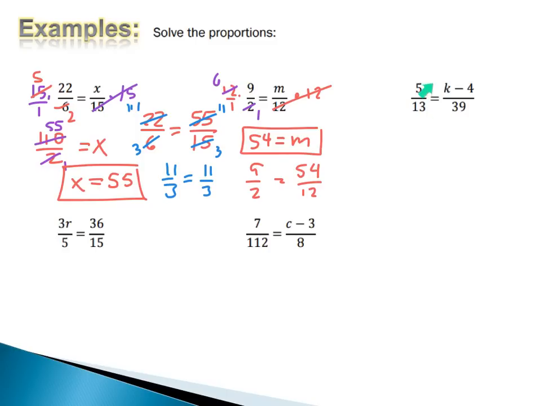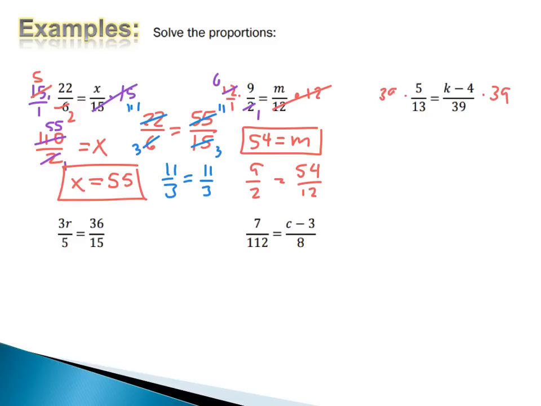Okay, next one. I have 5 over 13 equals k minus 4 over 39. Okay, so now I got k minus 4. We did problems like these before. Remember, this is solving equations. You think about adding 4 first, but remember, just like the last couple problems, both k and 4 are being divided by 39.